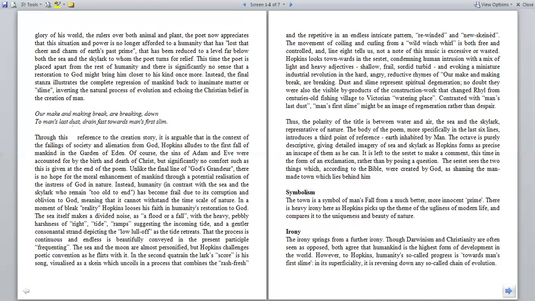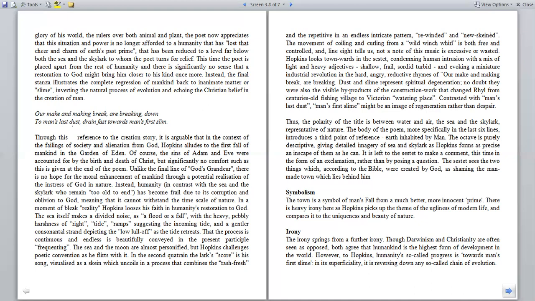The sea itself makes a divided noise as a flood or a fall, with the heavy, pebbly harshness of "right, tide, rams" suggesting the incoming tide, and a gentler consonantal strain depicting the "low lull" as the tide retreats. That the process is continuous and endless is beautifully conveyed in the present participle "frequenting". The sea and the moon are almost personified, but Hopkins challenges poetic convention as he flirts with it.